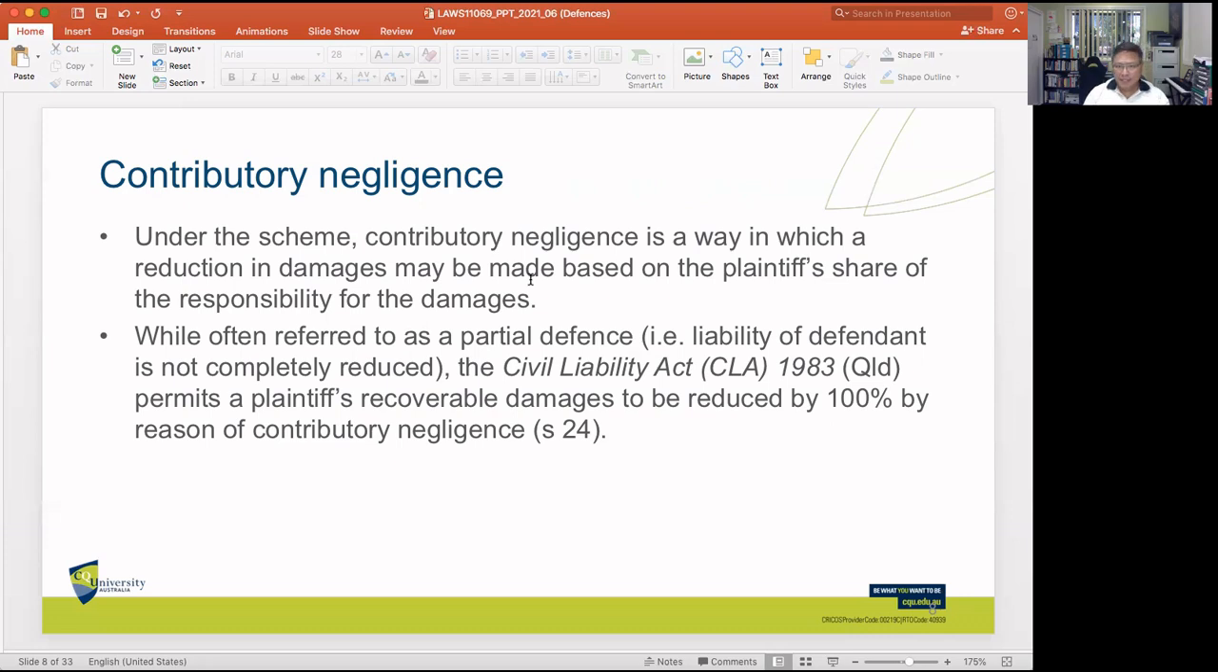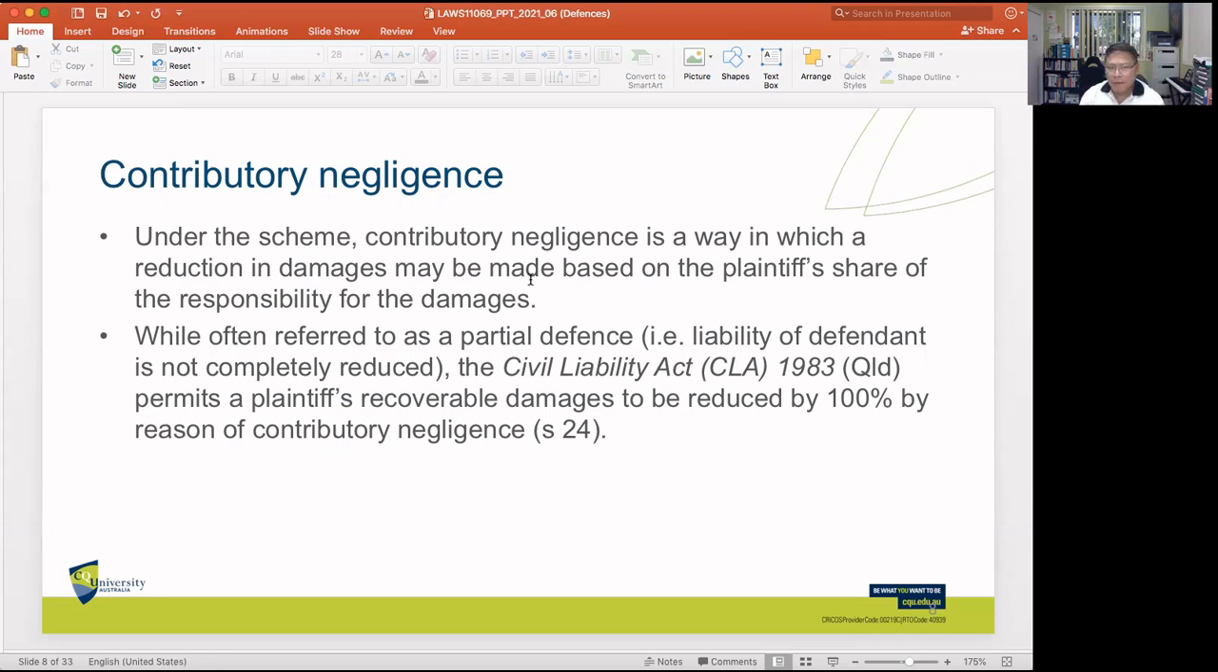by statutory intervention. Now, it is often referred to as a partial defense because the liability of the defendant is not completely reduced. Because there is the element of apportionment, both the plaintiff or the claimant and the defendant each share in the cost of the harm. So in other words, it is not a complete defense, it's a partial defense.